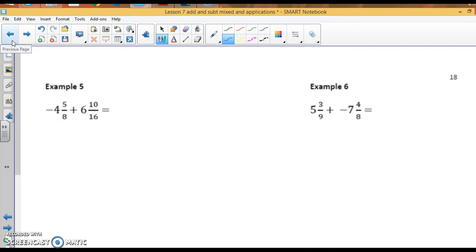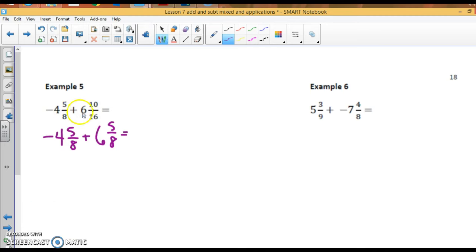All right. I'm going to look at this problem. Negative 4 and 5/8 plus 6 and 10/16. First of all, I'm going to reduce this. Negative 4 and 5/8 plus 6 and, divide by 2, 5/8. That killed two birds with one stone because now I have a common denominator.